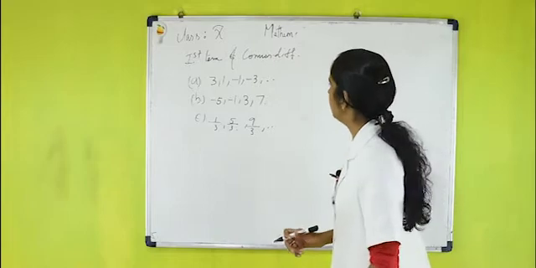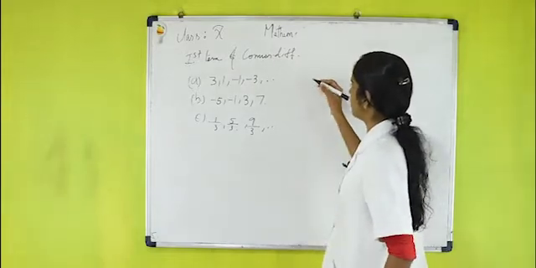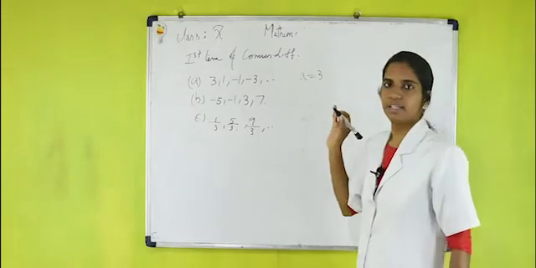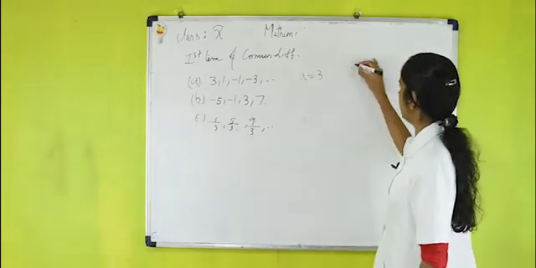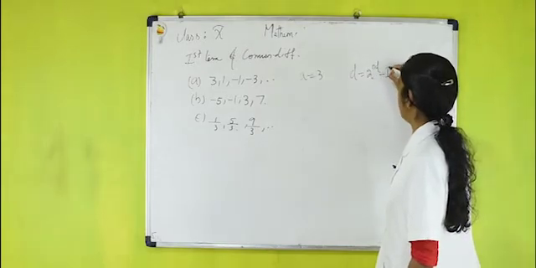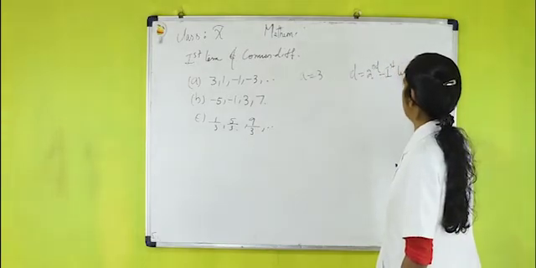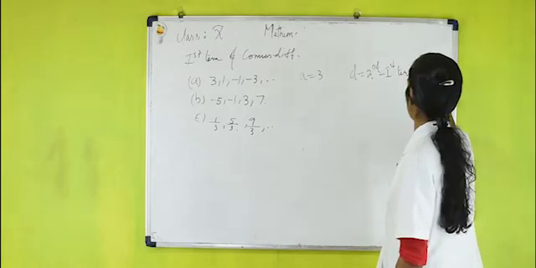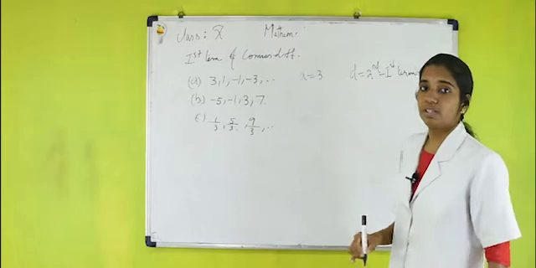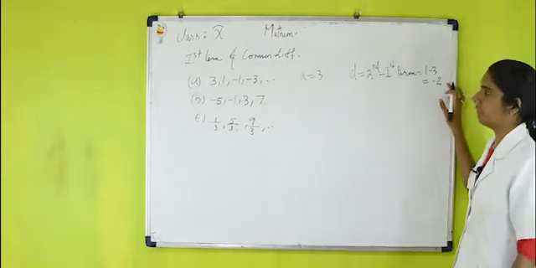Okay. So in the first case, what is the first term? A equal to 3 here, right? What is the common difference D? How will you find out? Second term minus the first term, right? So we get 1 minus 3, that is equal to minus 2. So minus 2 is the common difference in the case of the first question.